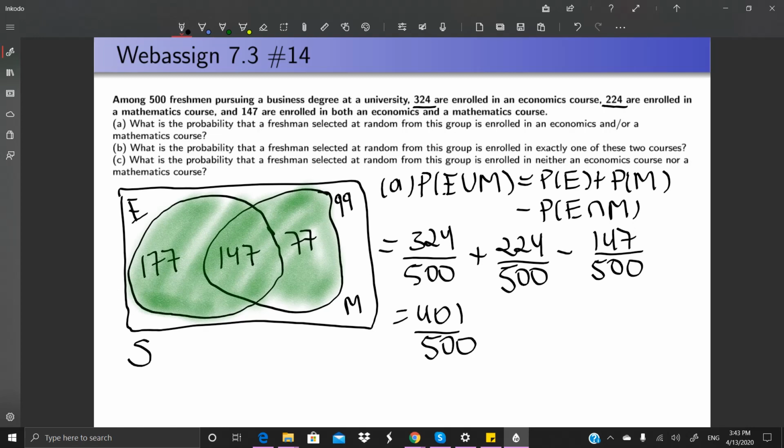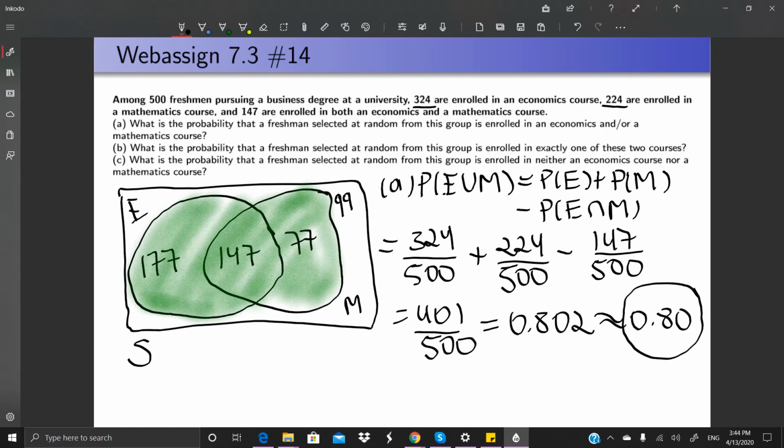So that's the probability, and if WebAssign says to enter it as a decimal, this is equal to 0.802, and to 2 decimal places, you'd enter 0.80. So there's about an 80% probability that a student selected at random is taking one or the other class. Okay, so that answers part A.